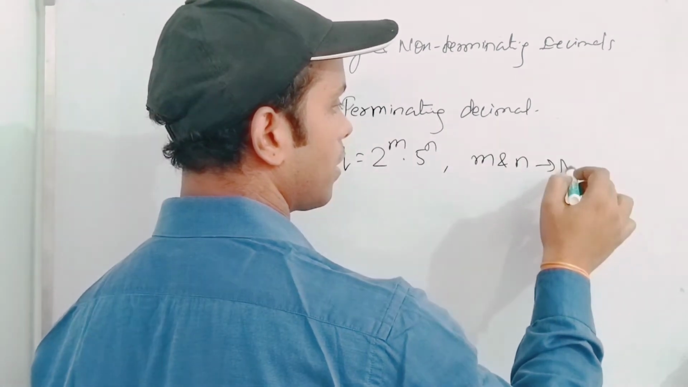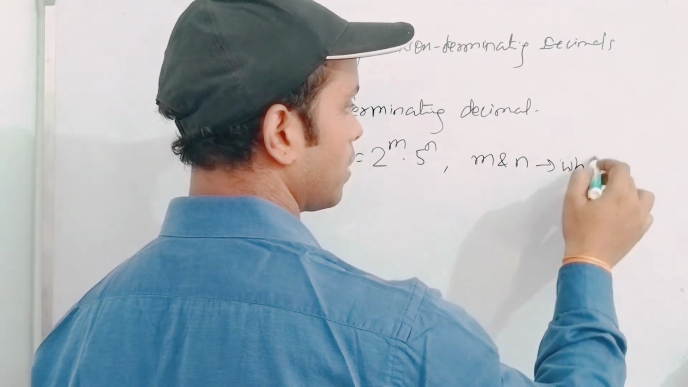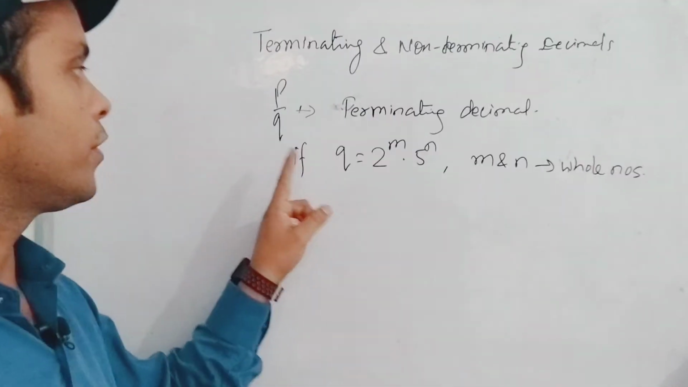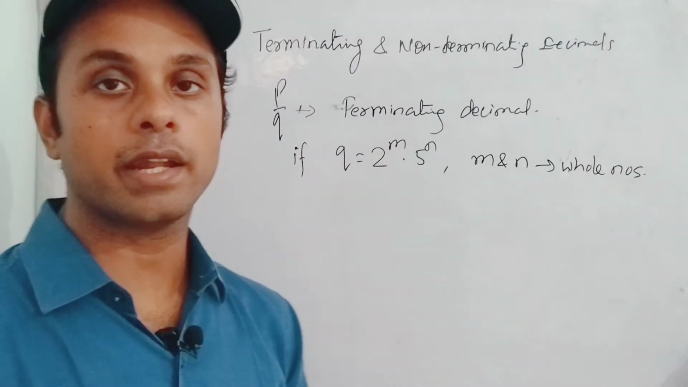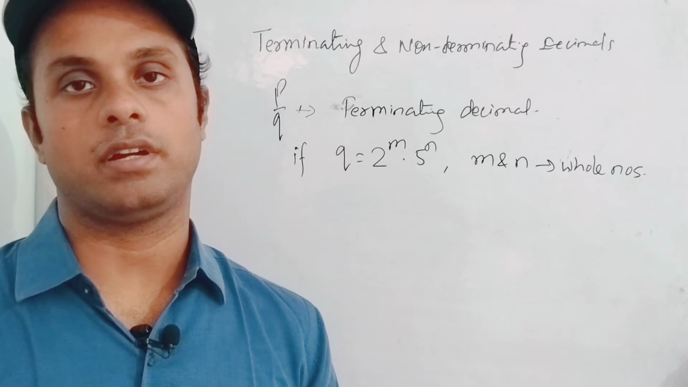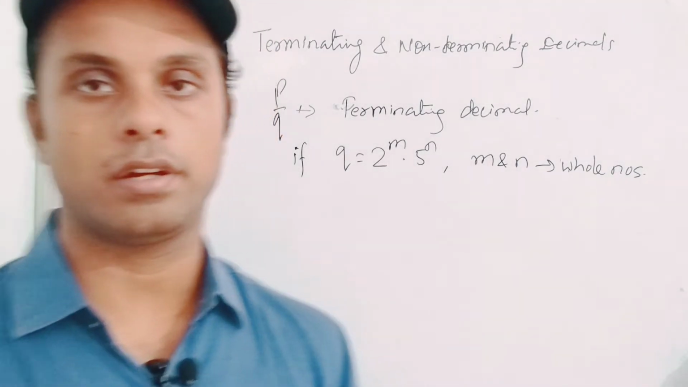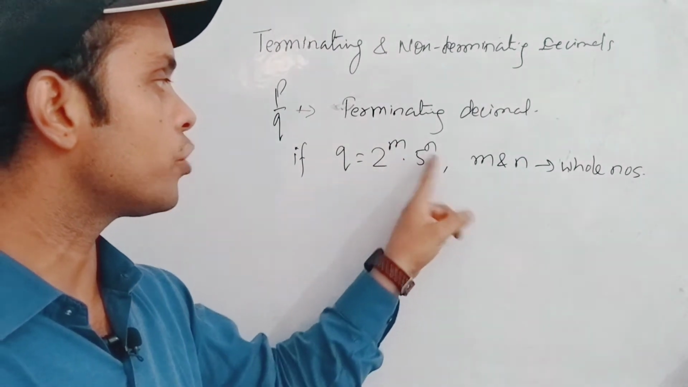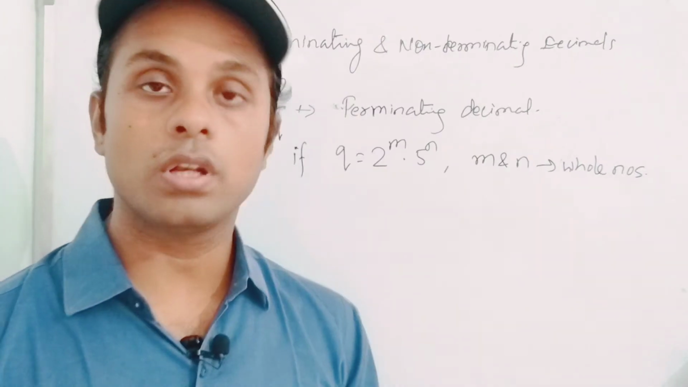m and n are, or you can say, whole numbers. So if denominator q is of the form 2 raised to the power m into 5 raised to the power n, only then a fraction is terminating. Otherwise that would be non-terminating. What does it mean by q equals 2 raised to the power m into 5 raised to the power n? Already mentioned that m and n are whole numbers.